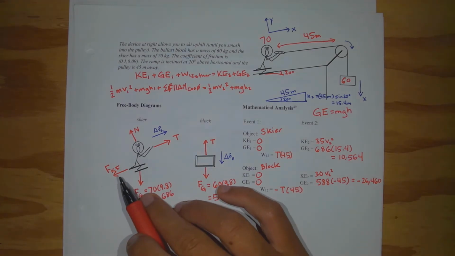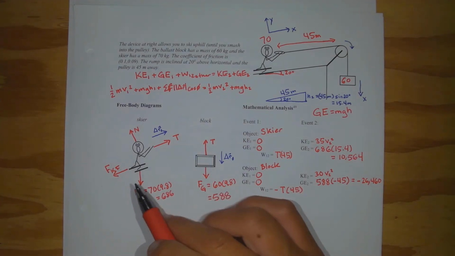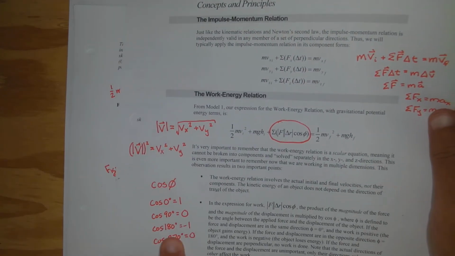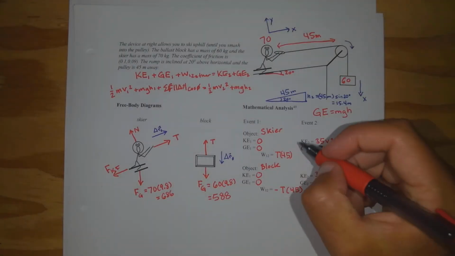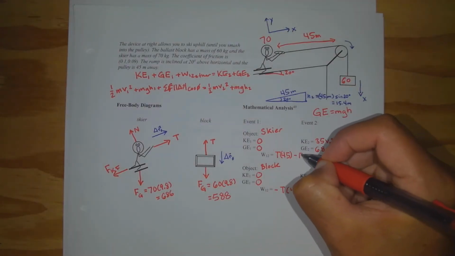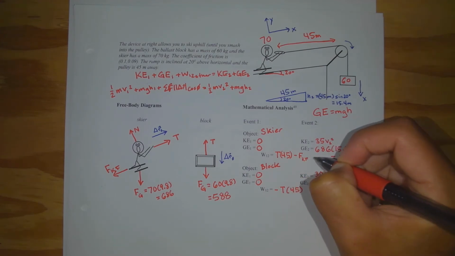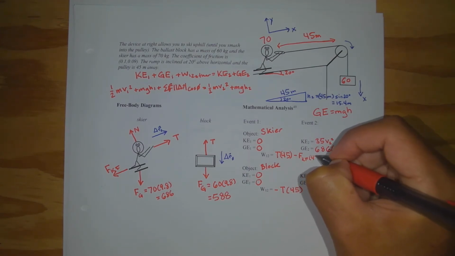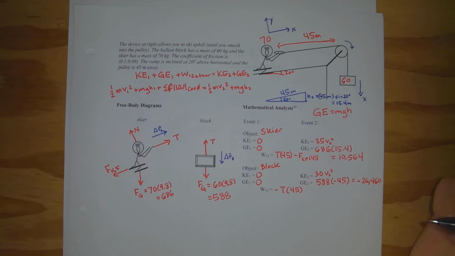Then I have the force of kinetic friction going down the incline, so that angle is 180 degrees, so that's minus 1. So that's minus force of kinetic friction times 45.